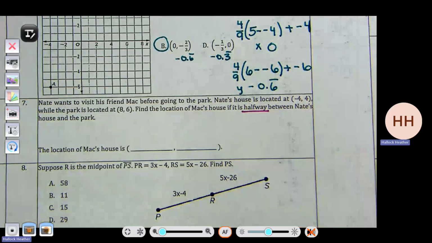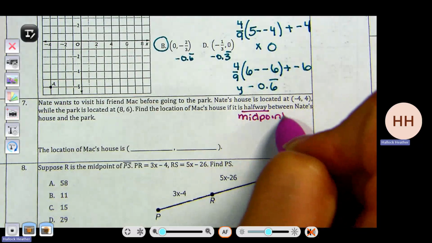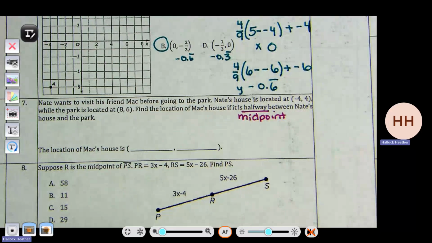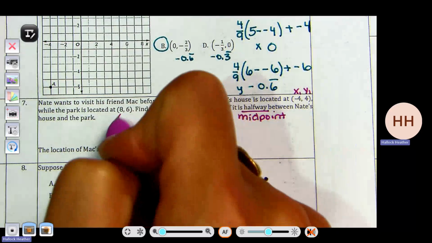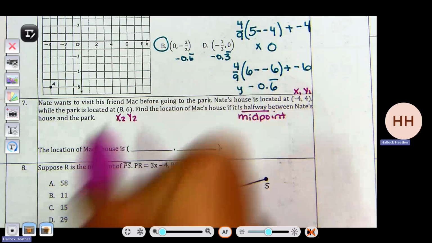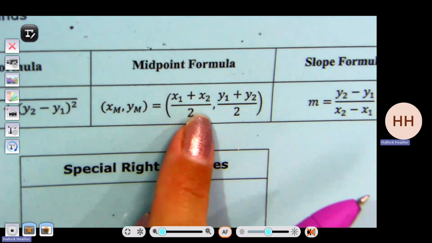Because it's halfway, this is another way to say midpoint. It's in the middle between their two houses. So we're going to call this one x1, y1. This can be x2, y2. It doesn't really matter which direction you're walking. Either way, it's in the middle. So midpoint formula, we're going to use this formula.